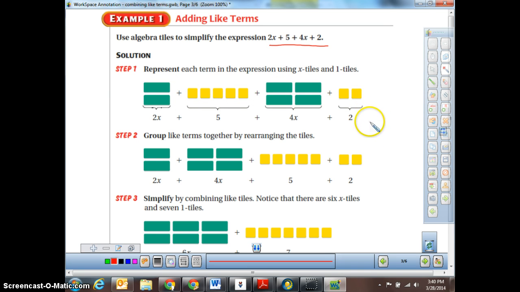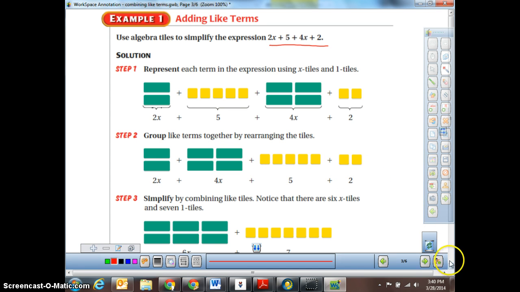The first thing we want to do is rearrange these tiles. Remember, we've learned the commutative property, and that allows us to rearrange addition problems. So I'm going to rearrange it and put all of my x's together. I've got my 2 x's plus another 4 x's, and then I've got my numbers together. I've got 5 plus 2.